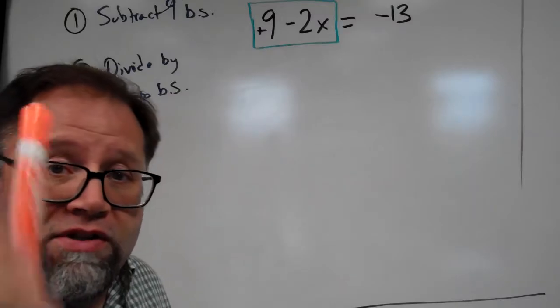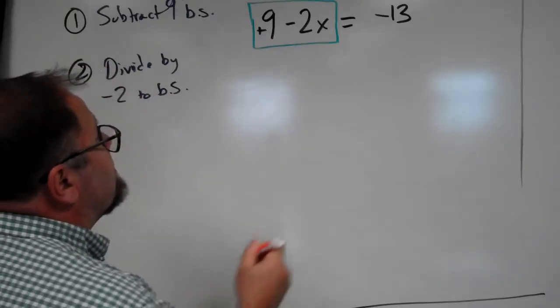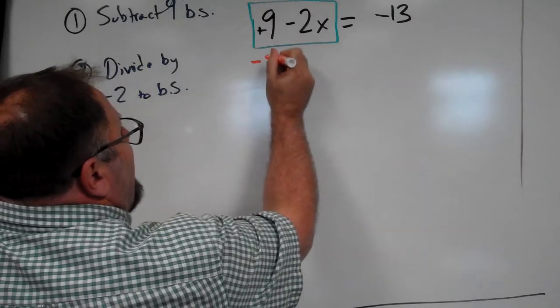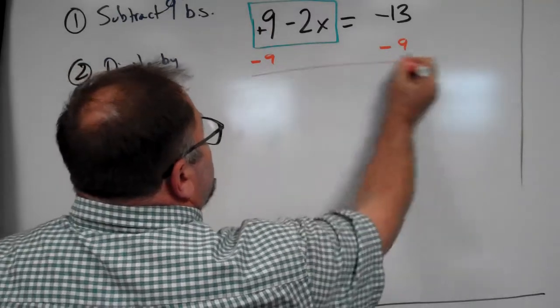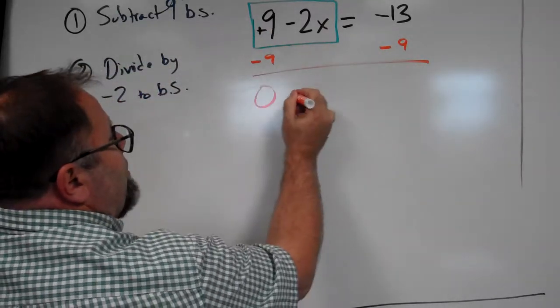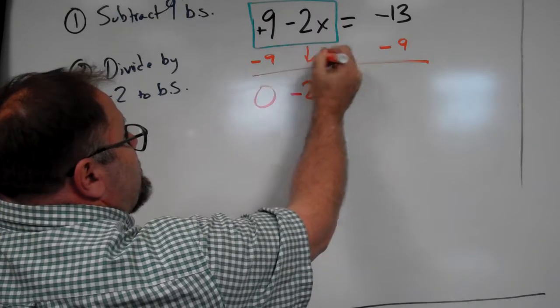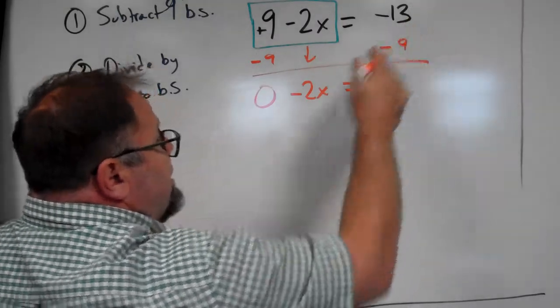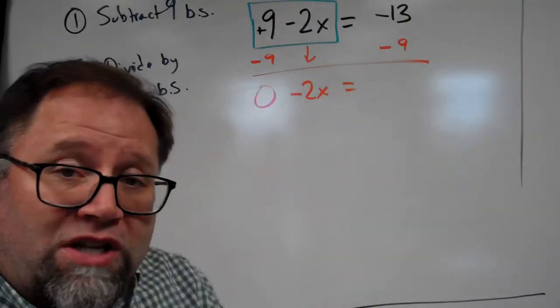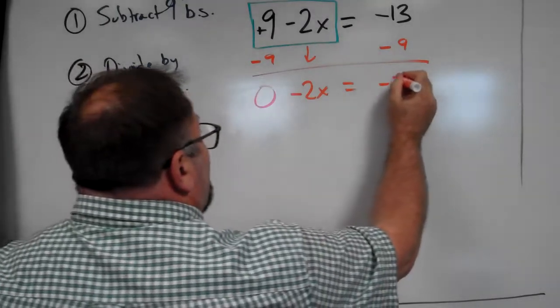So there we go. Let's take words and put them into practice. So here's my negative 9 on this side and negative 9 on this side. This gives me 0, and my negative 2x just comes straight down. Negative 13 and negative 9, two negative numbers put together gives us more negatives. That's negative 22.